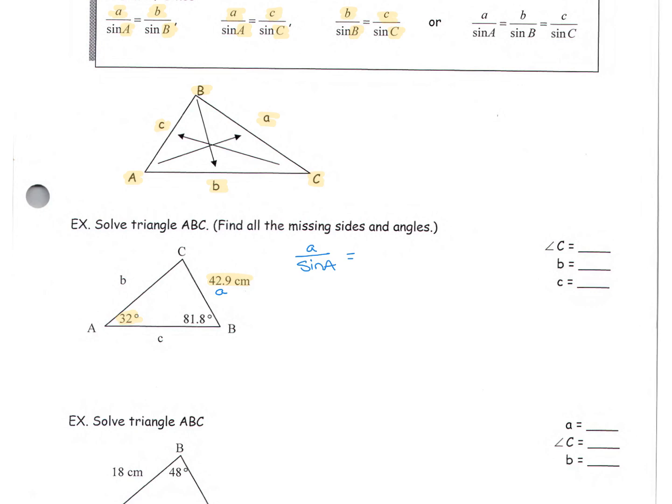Now let's look for what else we know. Well, I happen to know angle B is this 81.8, but I don't know side b. So I could set up a over sine A equals b over sine, I'm sorry, that should be sine B. Because I know side a, I know angle A, and I know angle B, that will leave me with one unknown. So I put my side a, which is 42.9, over the sine of angle A, which is 32, and then b, which I don't know, over the sine of its angle, 81.8.